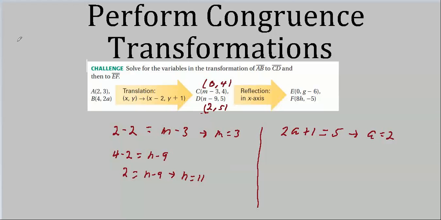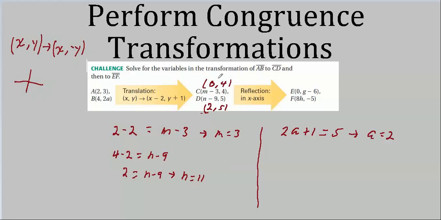Remember, this one's about the x-axis, they say. Which means, if we were to draw a quick little coordinates over here, what does it mean to flip it about the x-axis? It means we just change the y-coordinate to, in a sense, the opposite of whatever it was. If it was positive 3, it becomes negative 3. If it was negative 3, it becomes positive 3. Pretty easy.